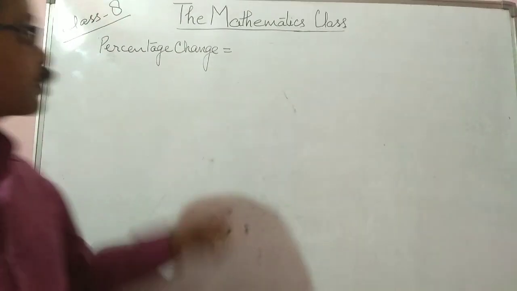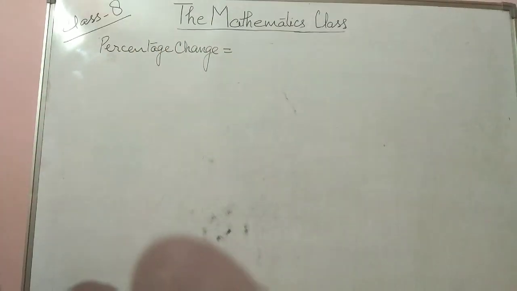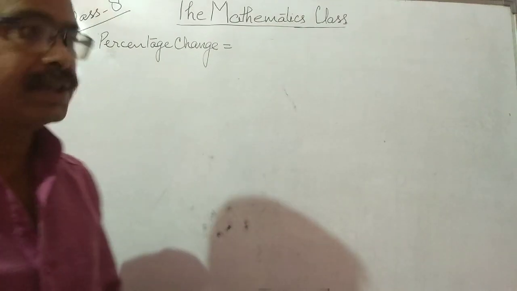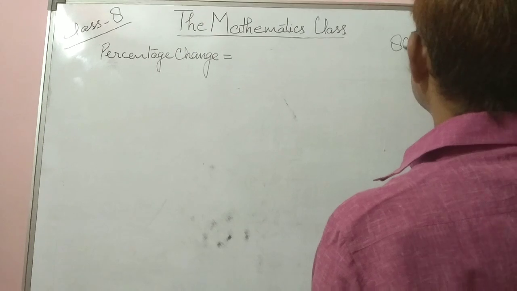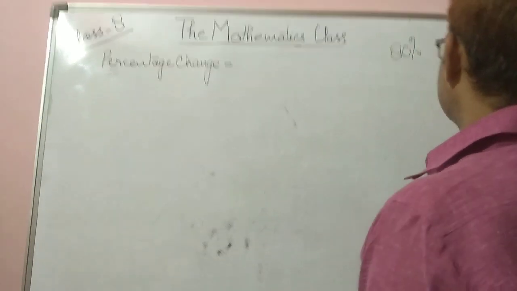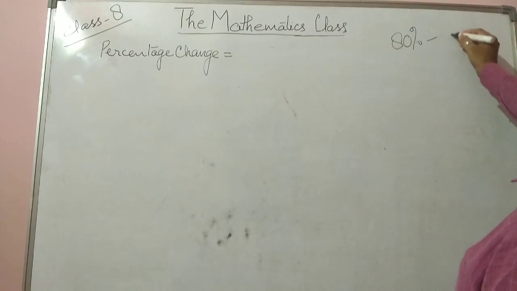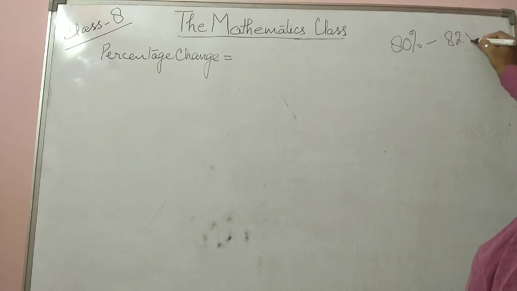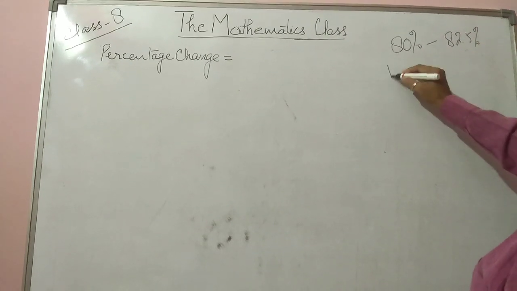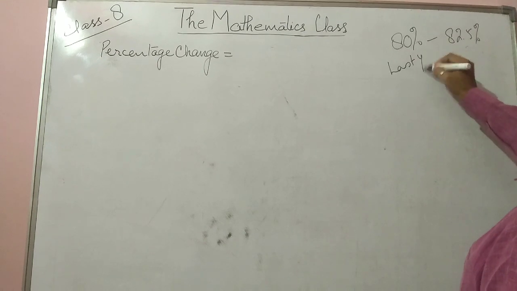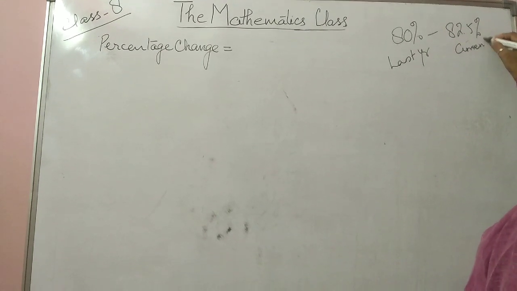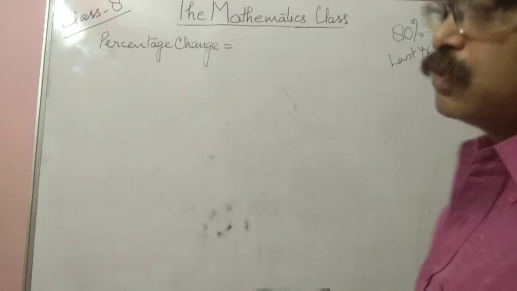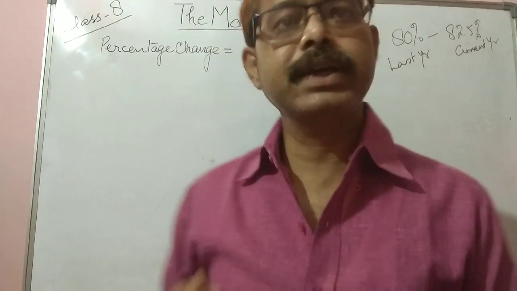Now the next point is percentage change. How do we find the percentage change? Suppose your initial percentage was 80% in the previous class, but this time it is 82.5%. Suppose this is about last year's percentage and the current year's. Now you have to find out what the percentage change was.